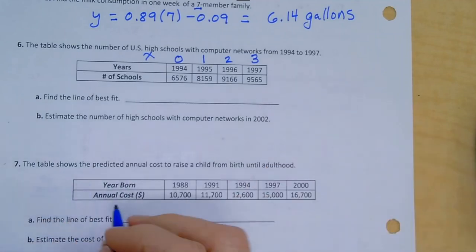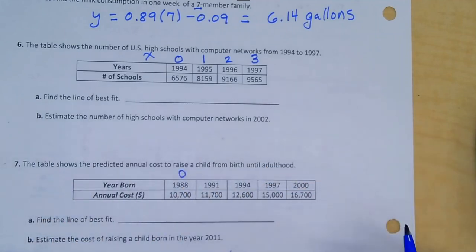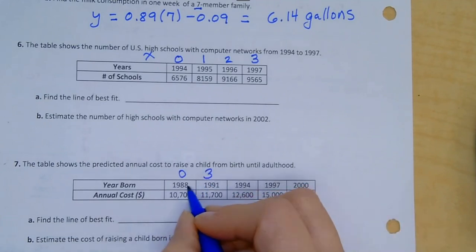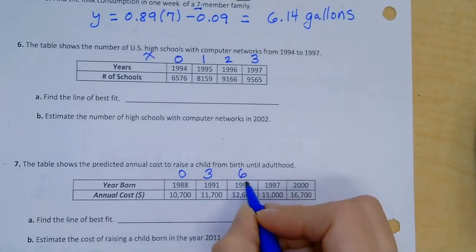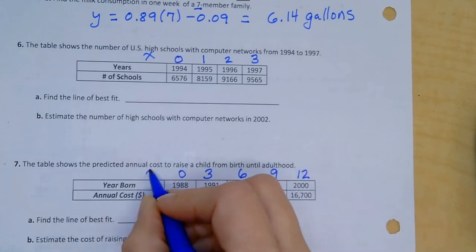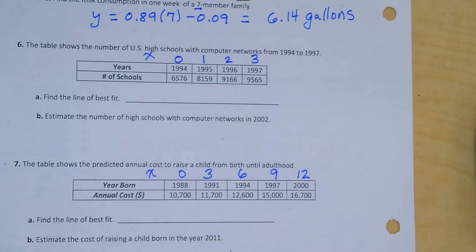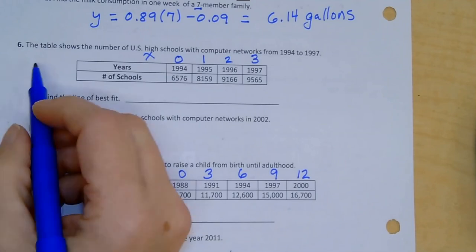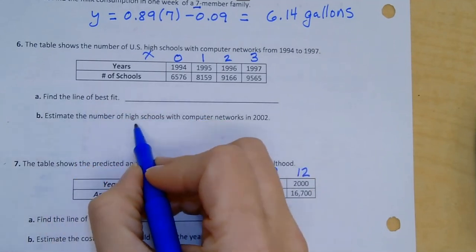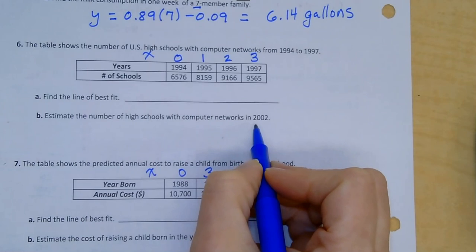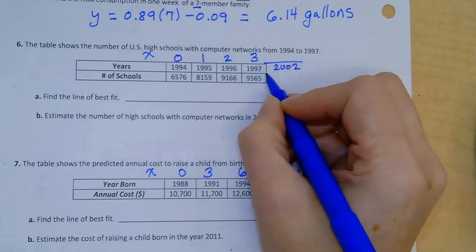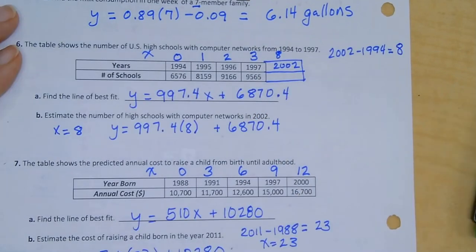When you get down here to number 7, our initial year is going to be there at 1988, that's going to be a 0. So then we go up 3 years, right? So that's going to be the 3rd year, and that's going to be the 6th year. This will be the 9th year, and finally we are at the 12th year. So remember, with years, you start with 0 and you go up. All right, you're going to enter this information into Desmos, and then you're going to figure out the number of high schools with computer networks in 2002. So what would 2002 be? You can pause and make sure that you're able to do this on your own.